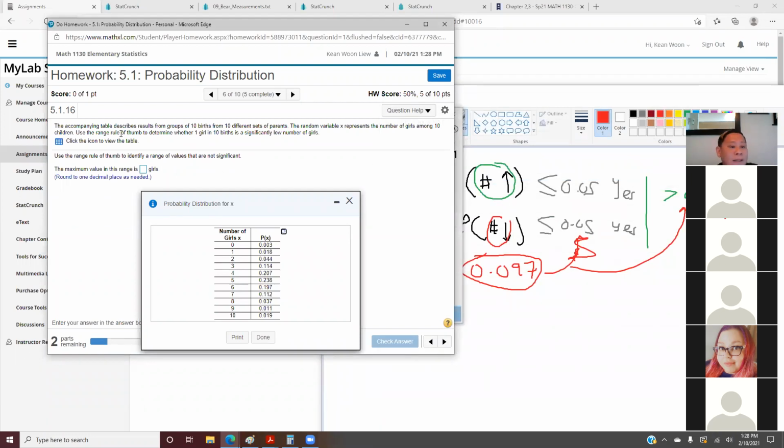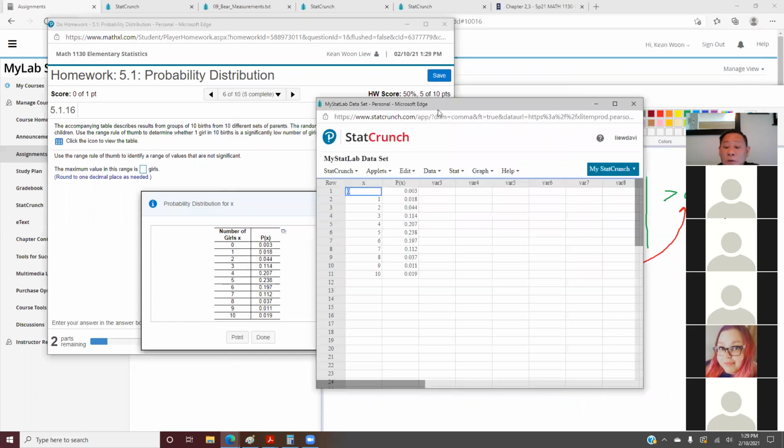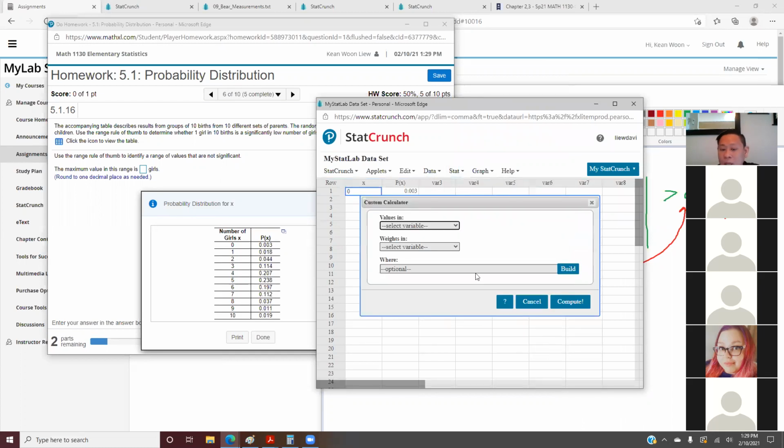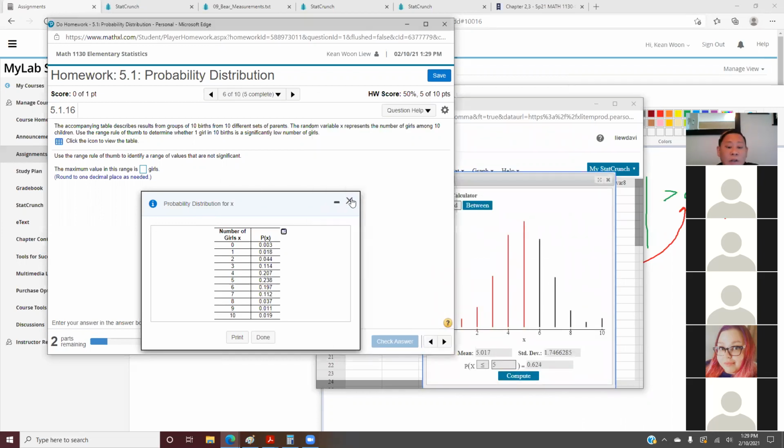So this is given us 10 births. So this is the probability of it. And the question is asking for a range of rule of thumb. So in order for us to find the range of rule of thumb, you have to find the mean and the standard deviation. So again, you have to import this into StatCrunch. And you need to go to Stat, Calculators, and Custom. Again, this is your X and P(X). And then when you hit compute, this is your mean and this is your standard deviation.